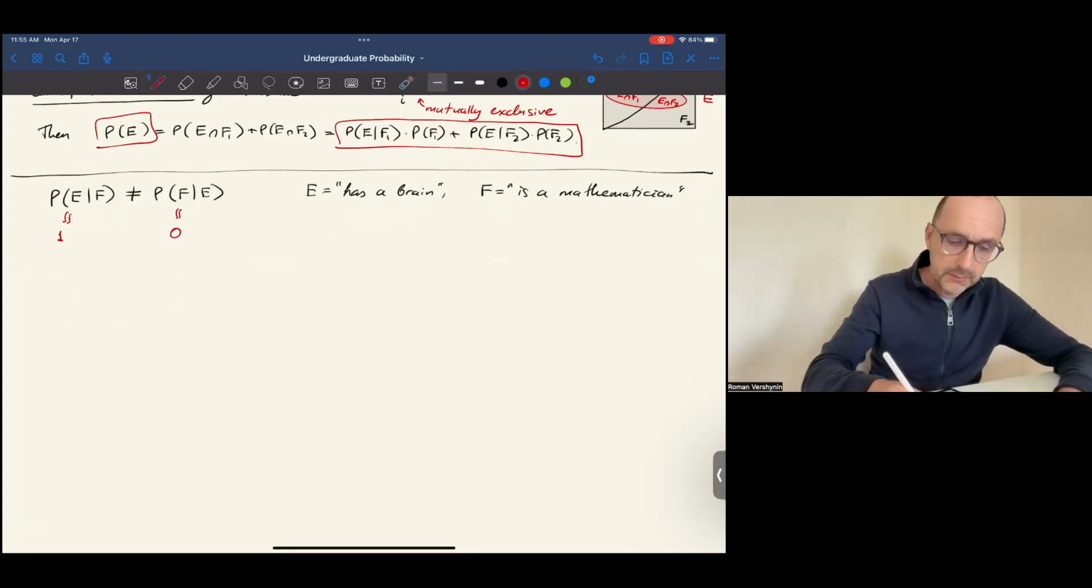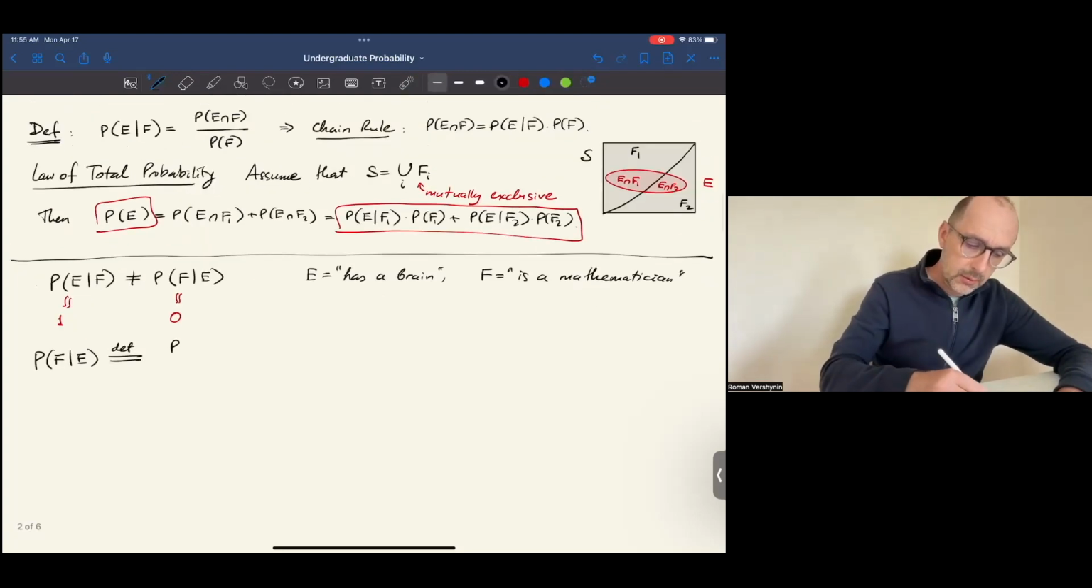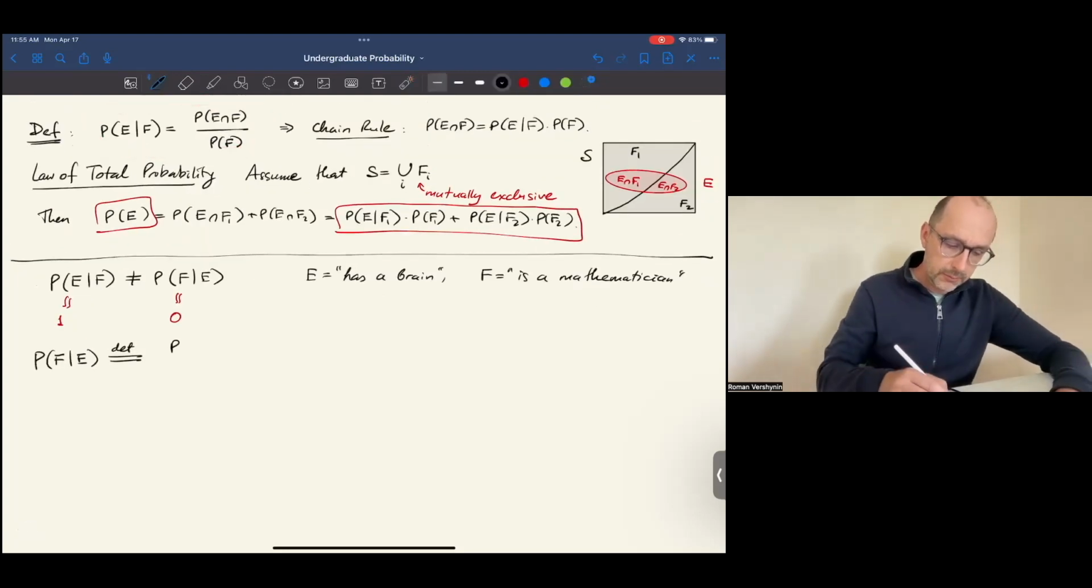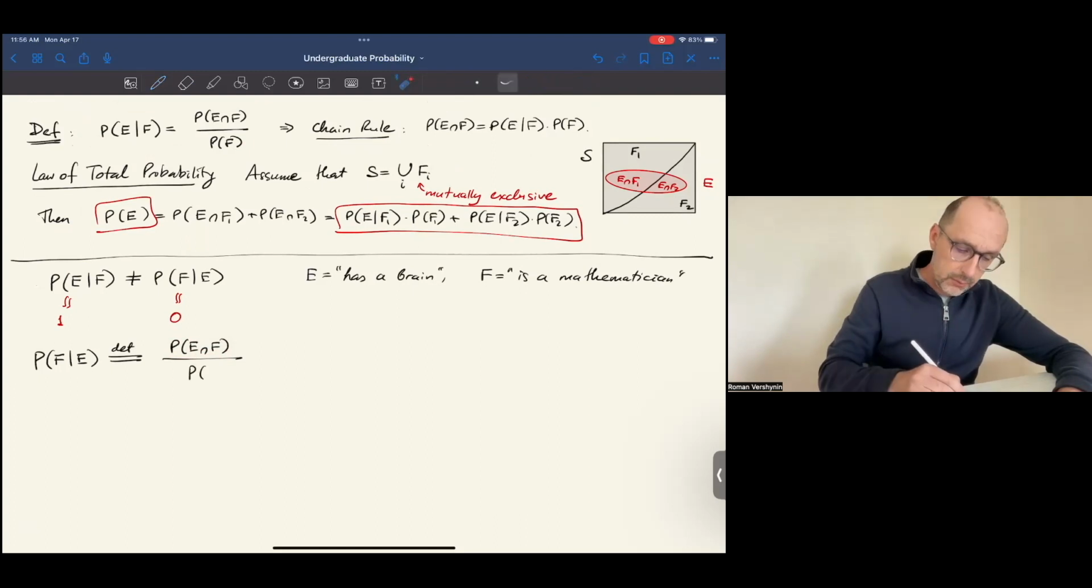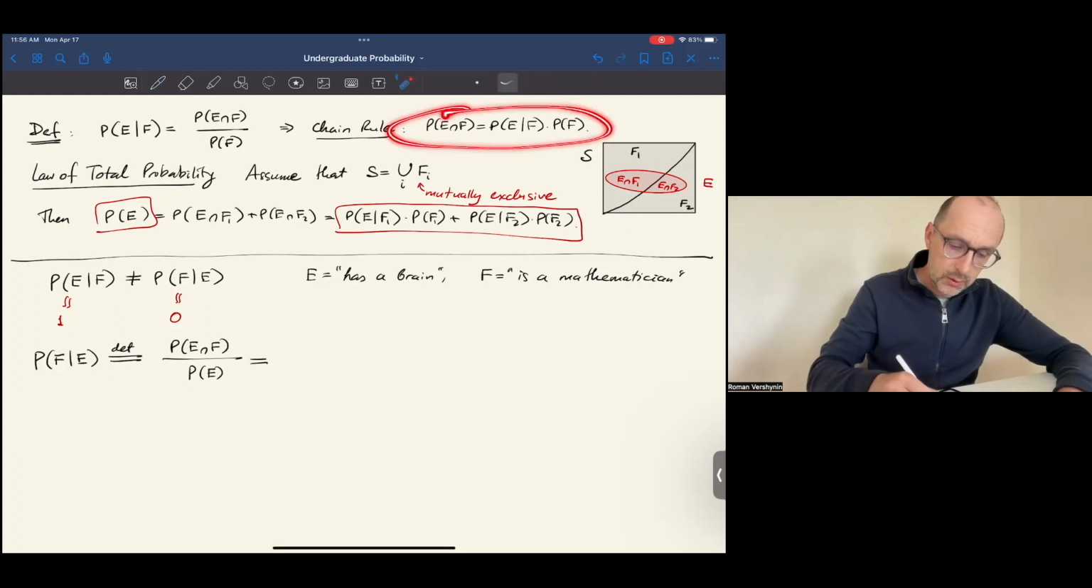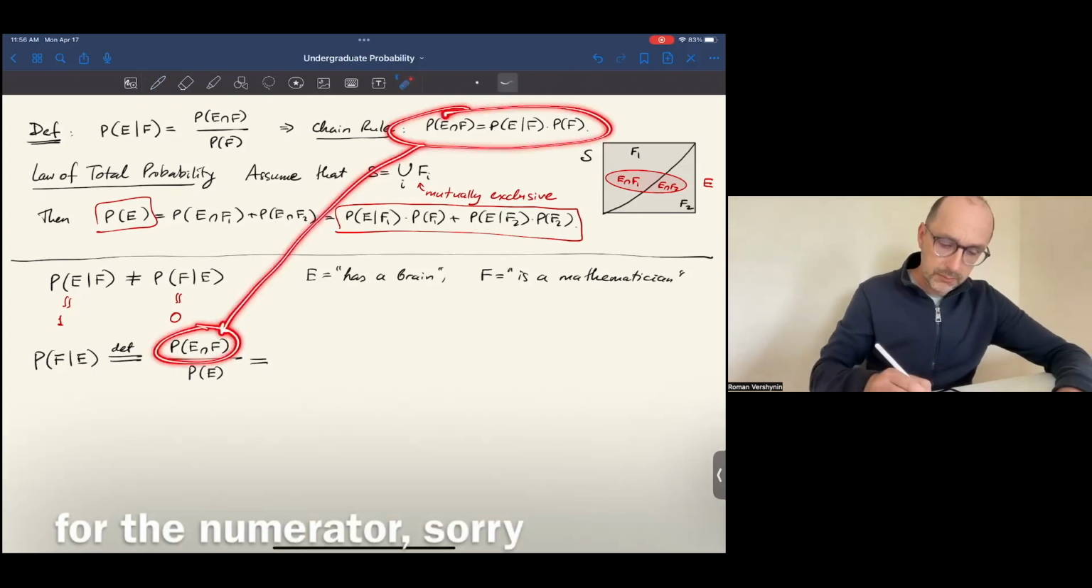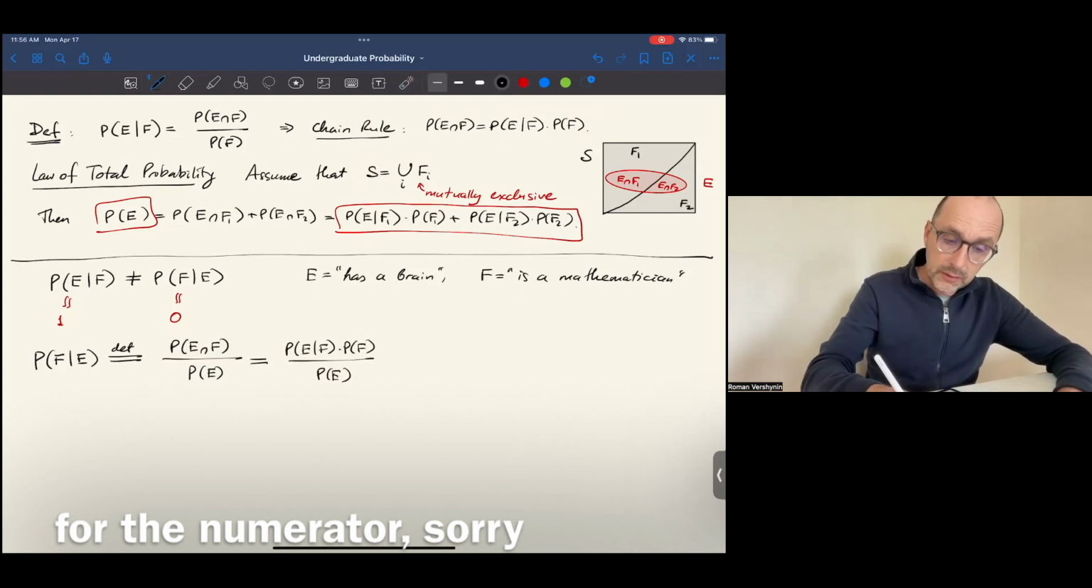Let's discover it. What is the correct way to compute the right-hand side? By definition of conditional probability, it is the intersection of the two events, and the intersection is symmetric, over P of that event, E. Now let's apply chain rule for the denominator. This is Bayes' formula.